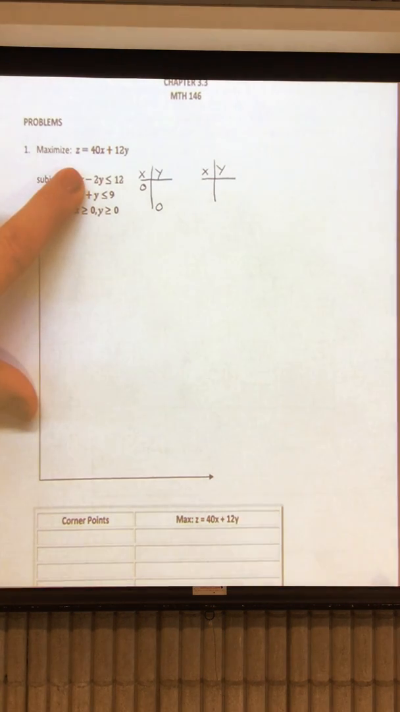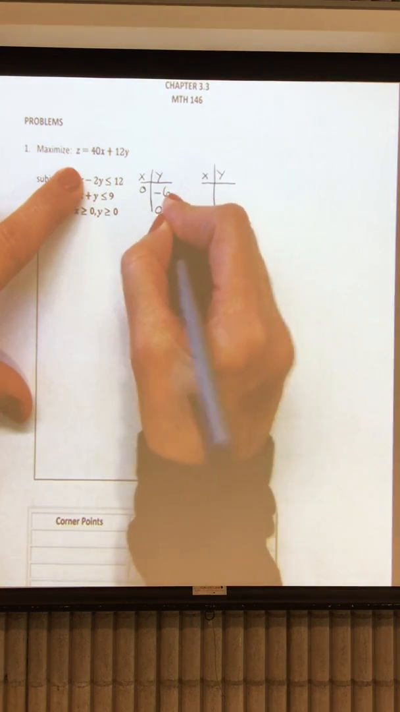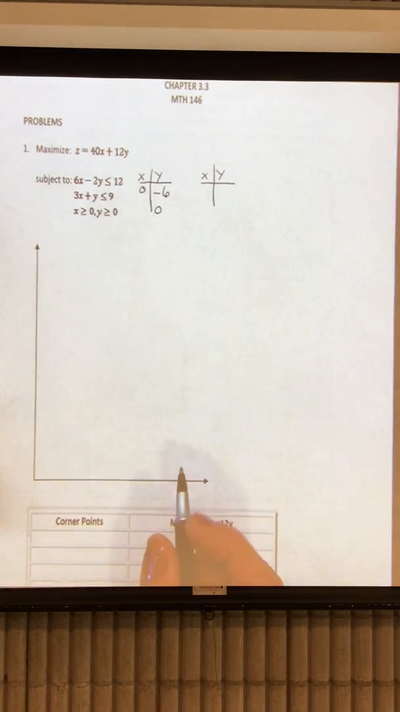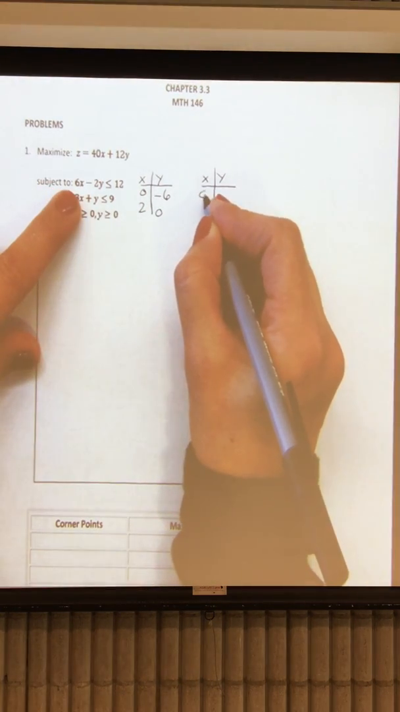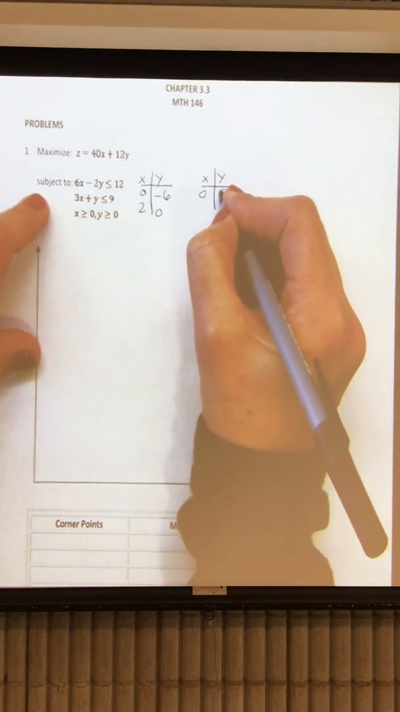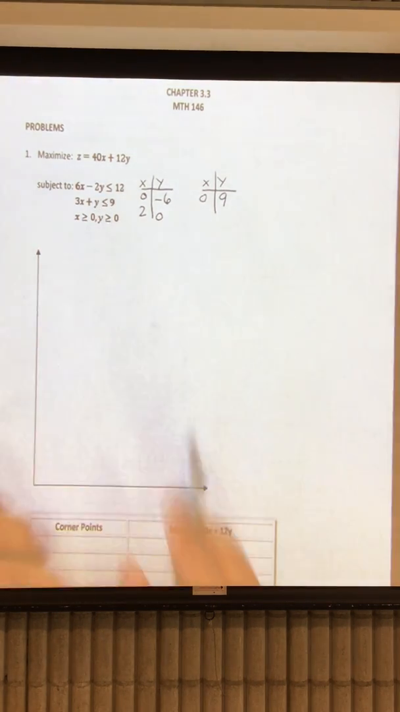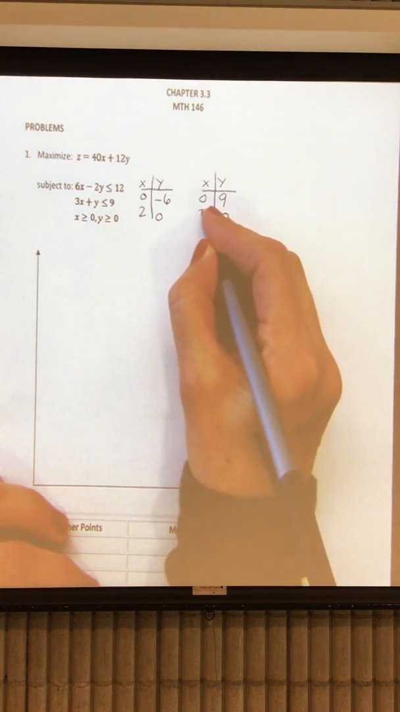So when x is 0, we have negative 2y is less than or equal to 12. Dividing both sides by negative 2, we have y is equal to negative 6. And when y is 0, we have 12 divided by 6, which is equal to 2. Second inequality, let's let x equal 0. So here we have y is less than or equal to 9. And when y is 0, we have 9 divided by 3, which is equal to 3. So we have 3, 0.